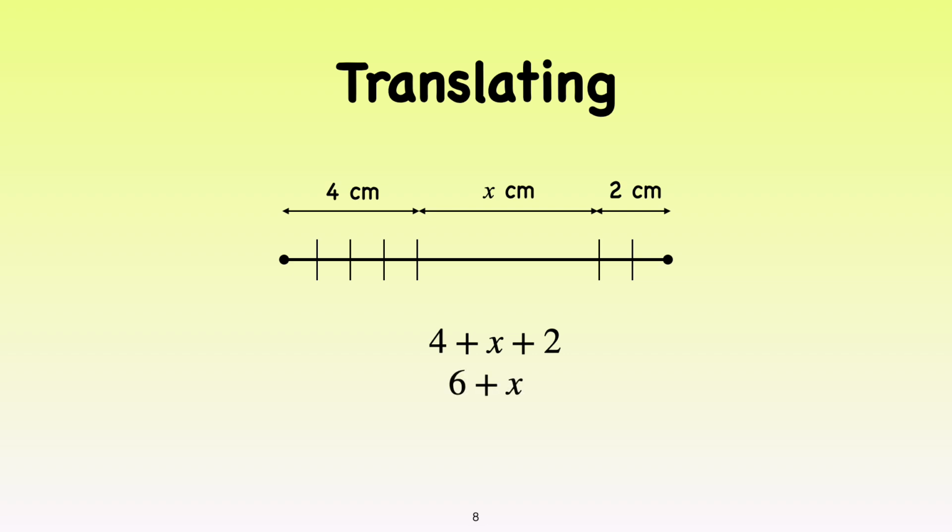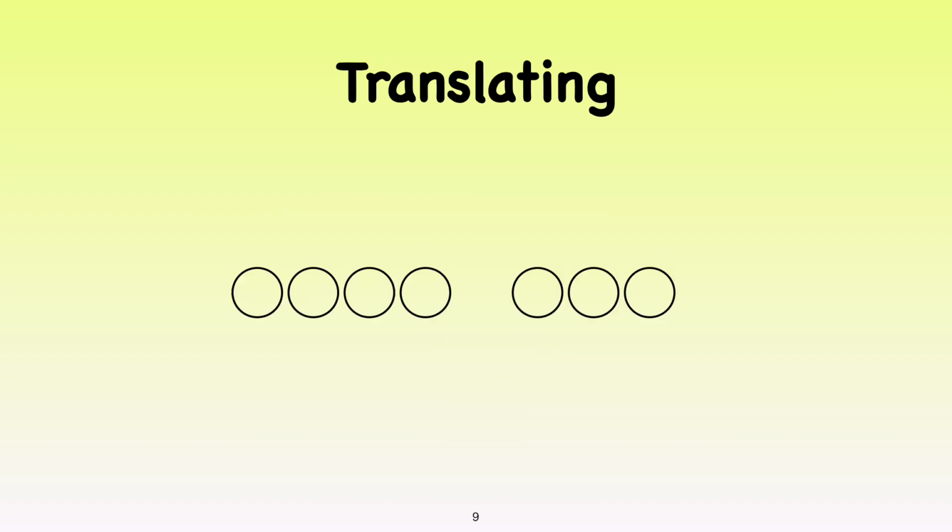We can condense this expression a bit to 6 plus x. Do you see why? And finally, the order doesn't matter when we add, so we could also write it as x plus 6. Your homework is going to ask you to translate some pictures to math and translate some math to some pictures.